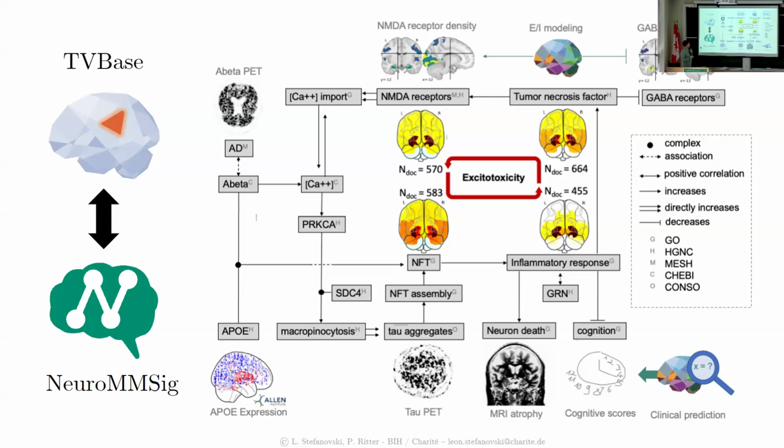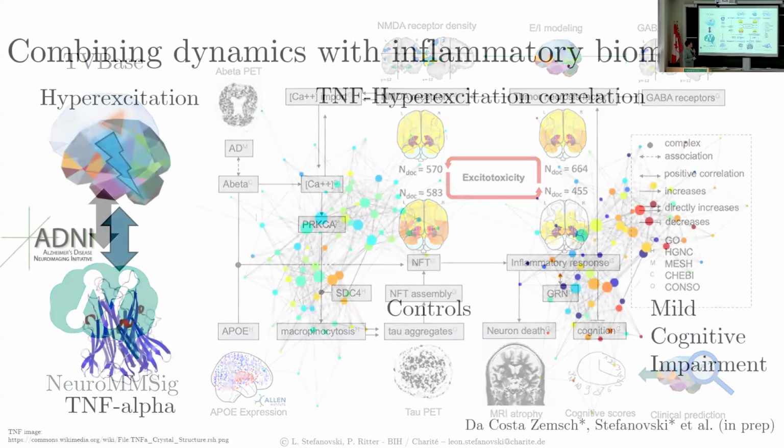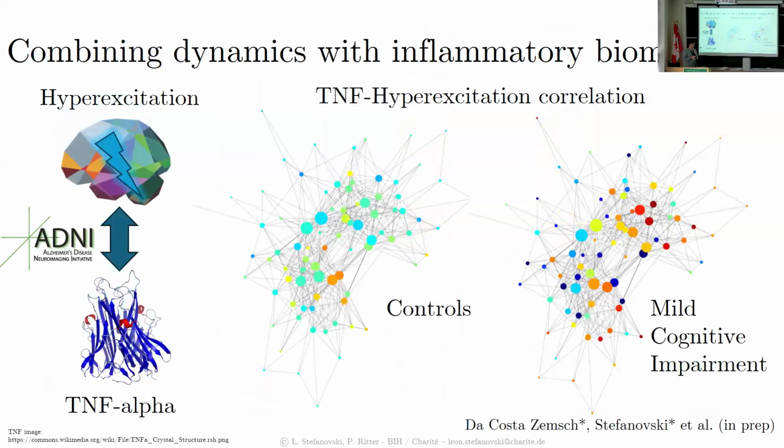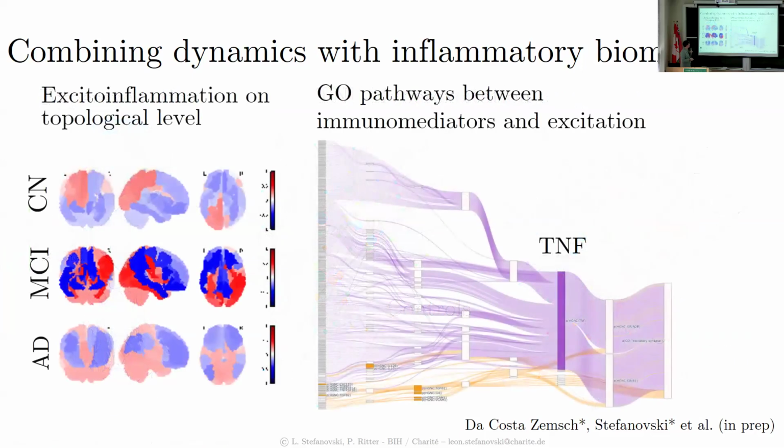And we wanted to explore this more in a simulation framework. And so we used the cause and effect models that I showed in the beginning, again with ADNI data, but we used a subset of ADNI where there were immunological markers in CSF available, and actually also the TNF concentration in CSF. And we wanted to see, is there a coincidence between inflammation and hyperexcitation? And actually, this was the case in the group of mild cognitive impairment, and not in healthy controls, and also not in Alzheimer's disease patients, as you can see here.